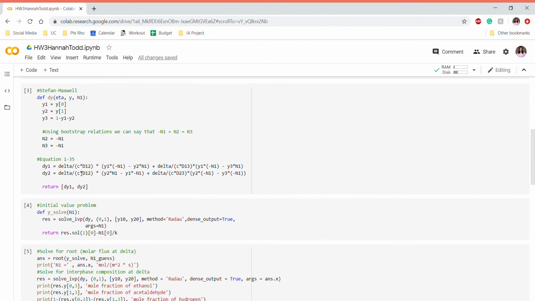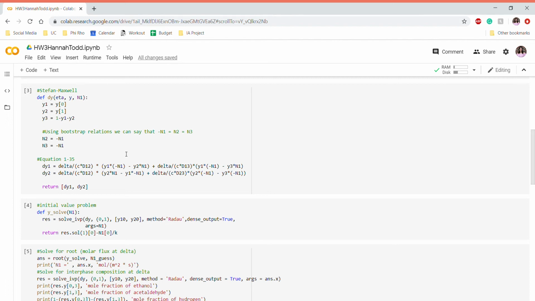Then, using equation 1-35 from the book for a multi-component mixture of ideal gases, I apply it to our ternary mixture to get the following formulas. These two, noting that all of the molar diffusions are in terms of component 1, so they're all N1, so anywhere that would have been an N2 or an N3 is now a negative N1.